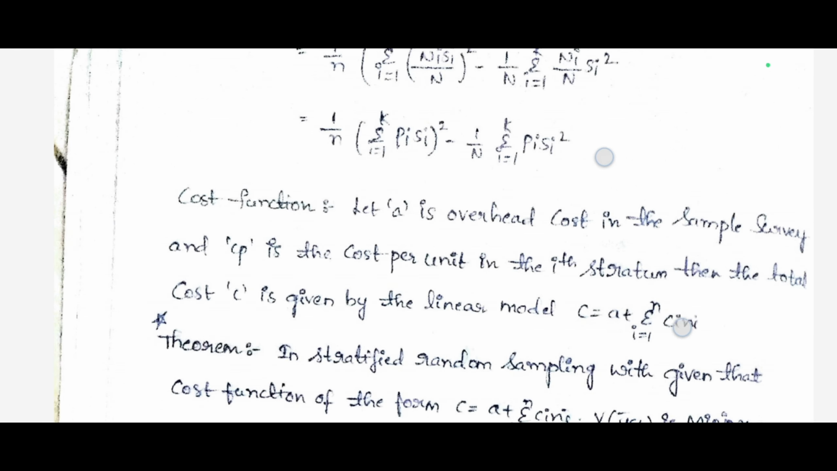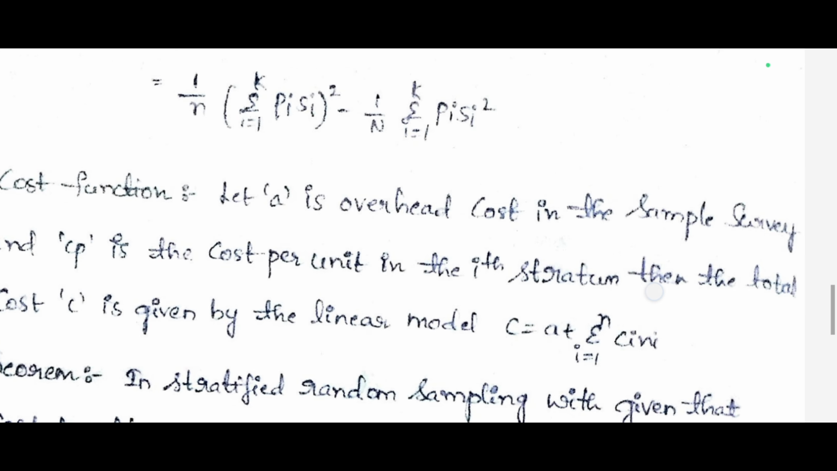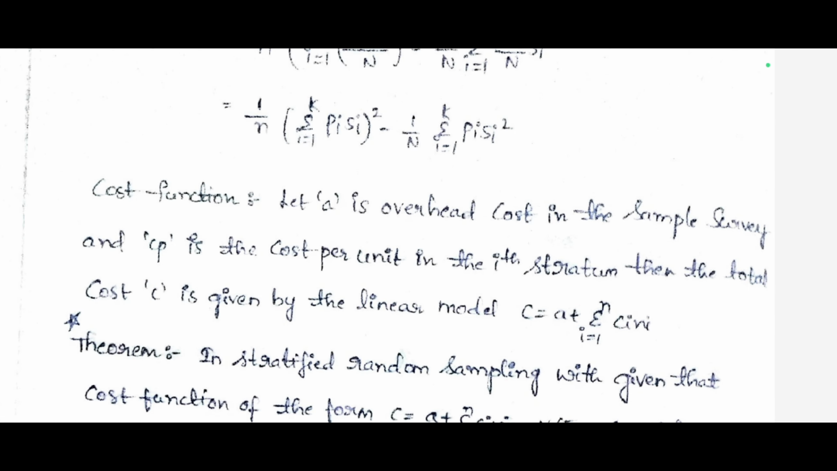Next, the cost function. Let's see some cost function in optimality. Very important. What is a cost function? Let it be observed that the cost function in the sample survey, and Ci is denoted by the cost per unit in the ith stratum. Then the total cost C is given by the linear model: C is equal to A plus the summation, i runs from 1 to k, of Ci into ni.